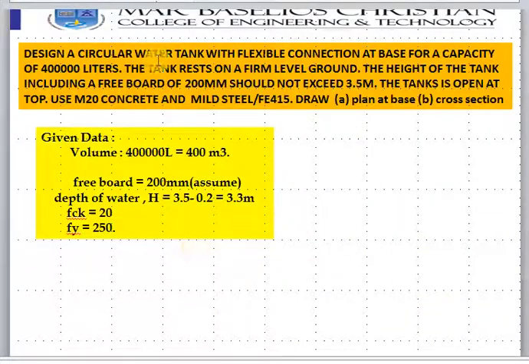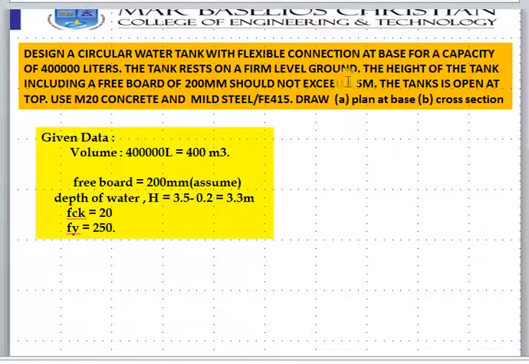So coming to the question: design a circular water tank with a flexible connection at base for a capacity of 4000 liters. The tank rests on a firm level ground. The height of the tank including freeboard of 200 mm should not exceed 3.5 meter. The tank is open at top. Use M20 concrete and mild steel or Fe415. Draw plan at base and cross section.